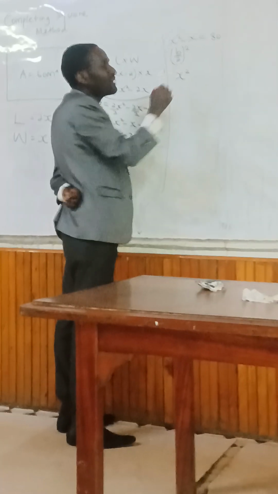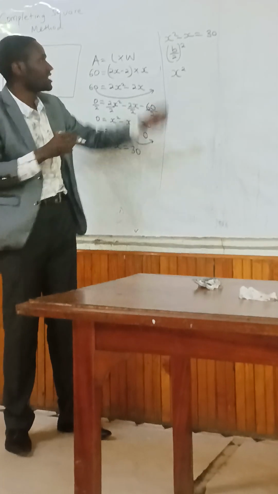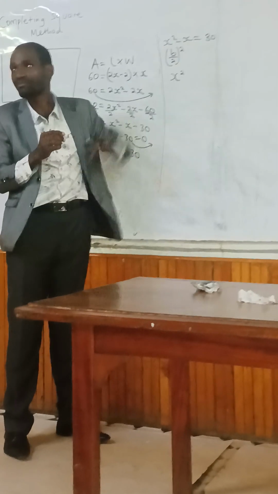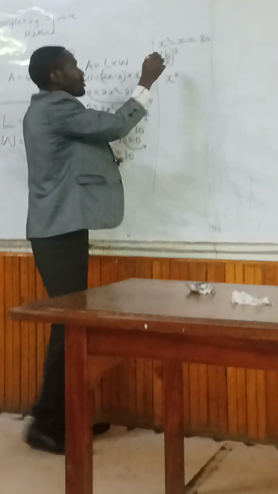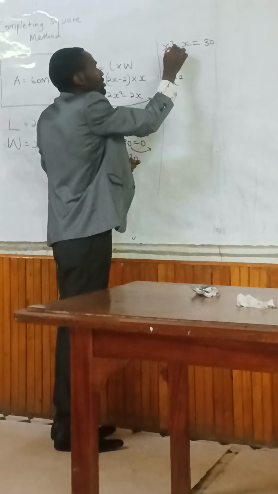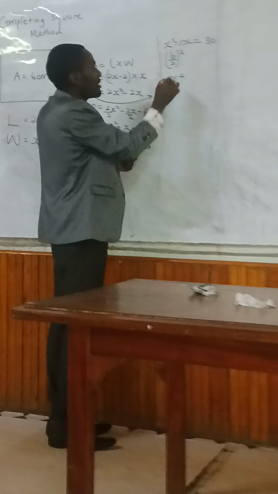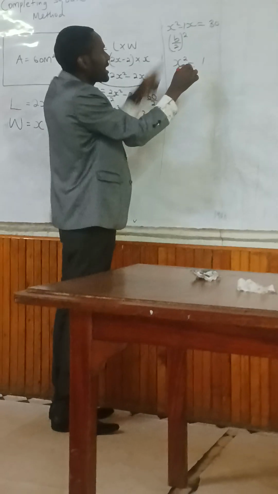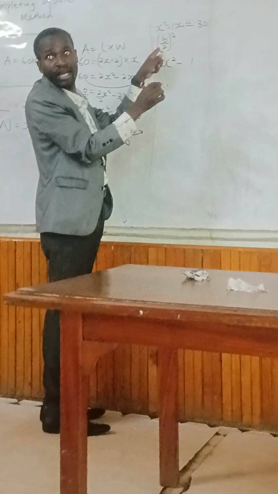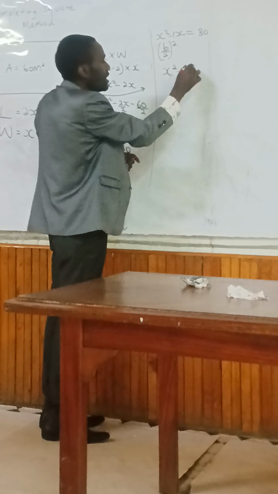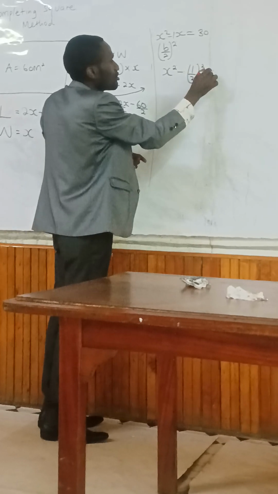Now, x squared. Can someone tell me where we can get b? Is it on x squared, x or that? X, isn't it? We are assuming the coefficient of x is what? 1. So we come here and say minus 1. That's your b, isn't it? Then divide by 2. So you say 1 over 2 squared. The answer must be equal to that.